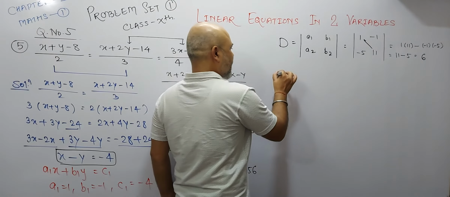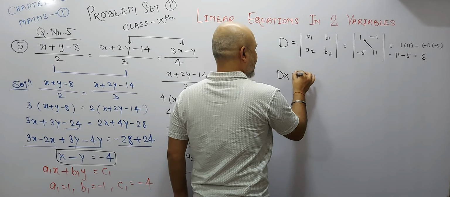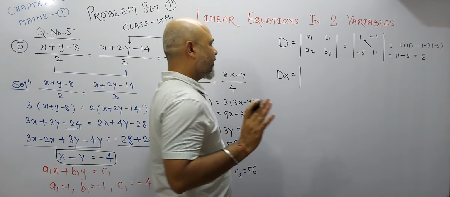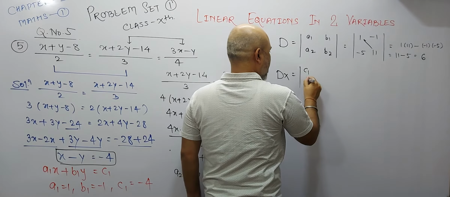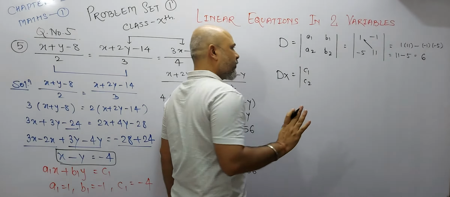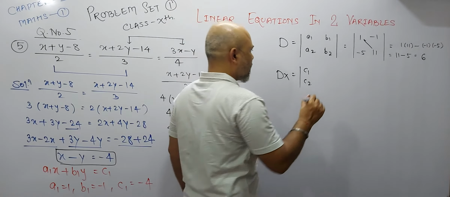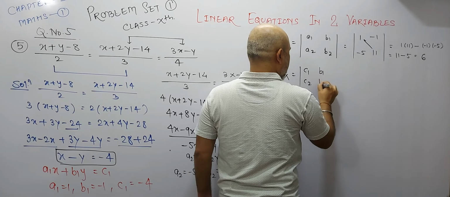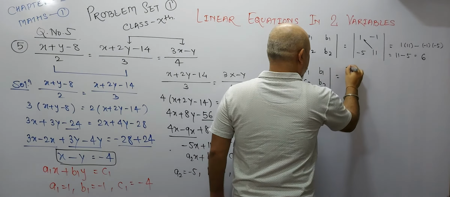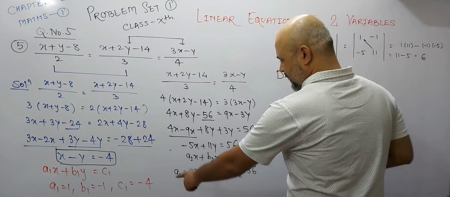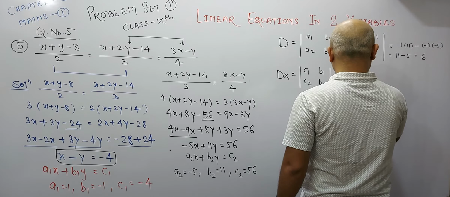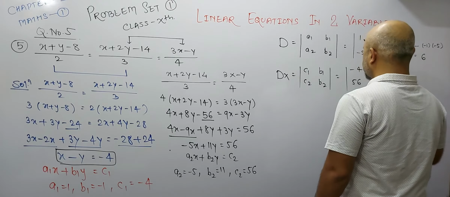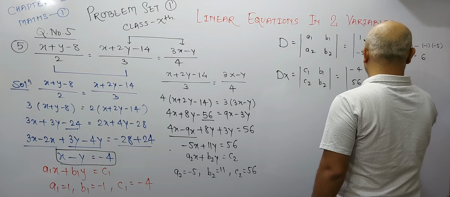Now find the value of dx. So when we find the value of dx, a1 and a2 are replaced by c1 and c2. b1 and b2 will remain same. There is no change. And what is c1 and c2? c1 is minus 4 and c2 is 56. Minus 4 and 56. What is b1, b2? So this is minus 1 and 11.